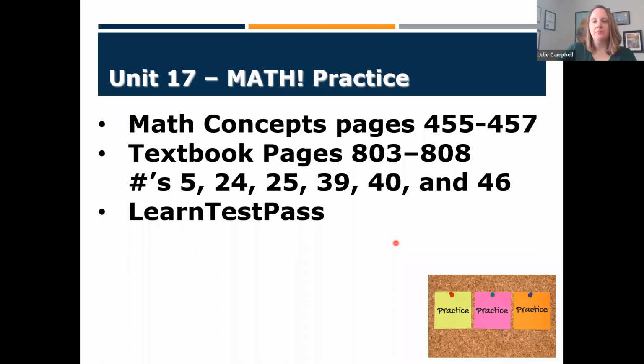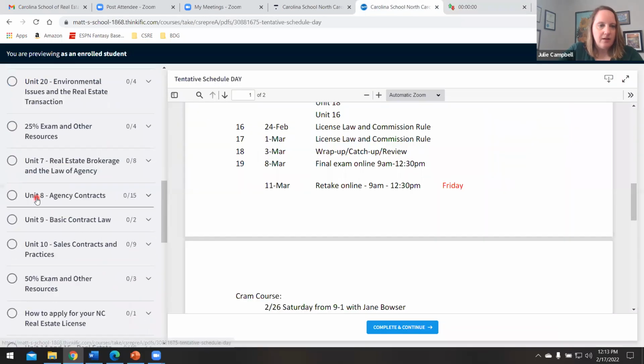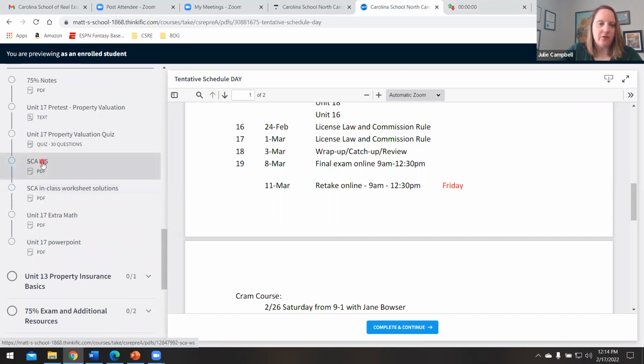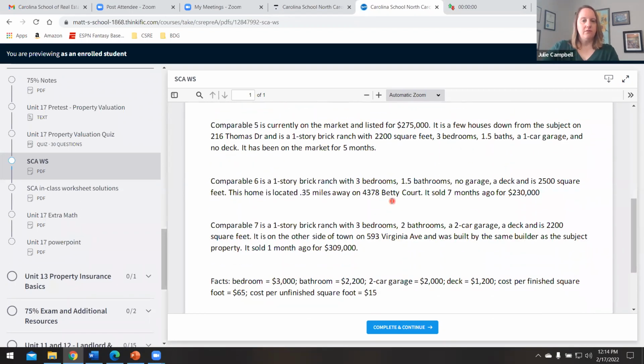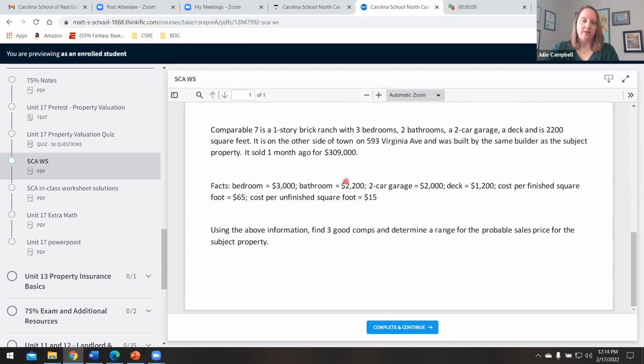Okay, everybody good? You guys have this all written down? So in Learn Test Pass, I have a worksheet for you guys, unit 17 material. And it's a sales comparison approach worksheet, CSA. So the worksheet gives you a subject property and it gives you the features of the subject property. So you can study your subject property, learn about your subject property. And then it gives you seven comps, seven comparables. It gives you the facts, the information, the value of a bedroom, bathroom, square foot, et cetera. And then it says, using the above information, find three good comps and determine the range for the probable sales price for the subject property.